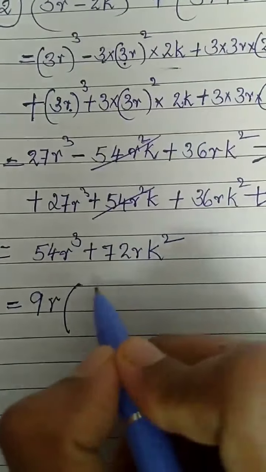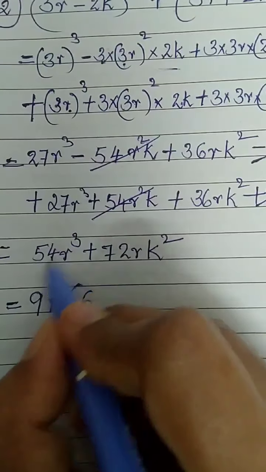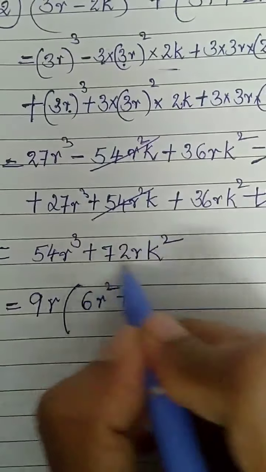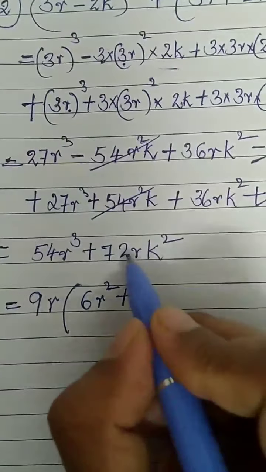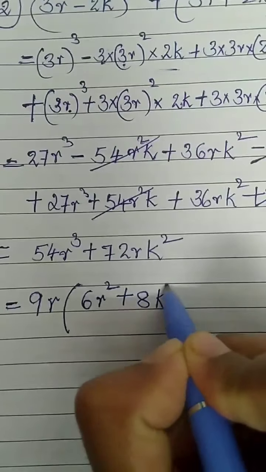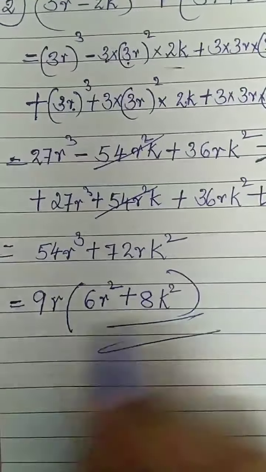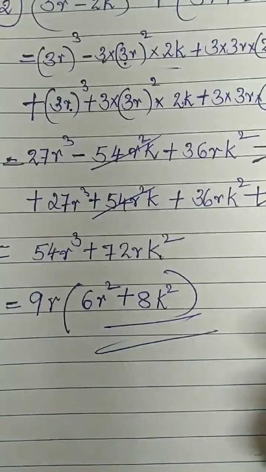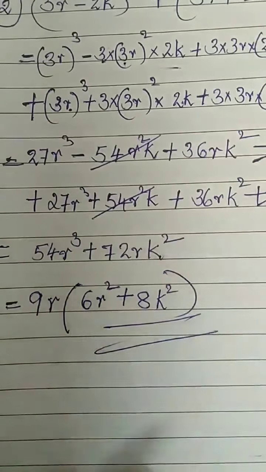54. 9 6. 1 r taken out. So 2 r's remaining. R square. Plus 9 8s are no? 8. R taken out. K square. This way 100% correct answer. This way till here also if you get, you are correct. I hope you all understood, my dear children.